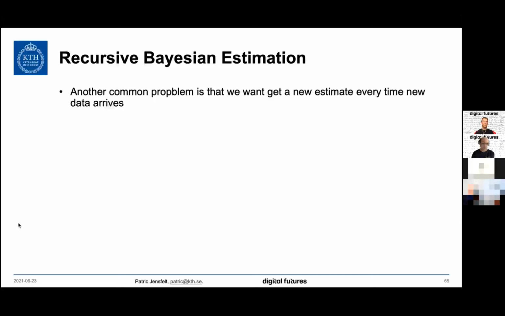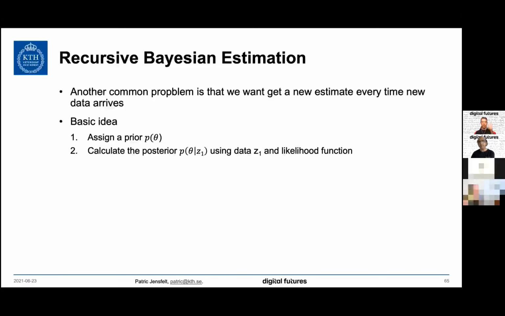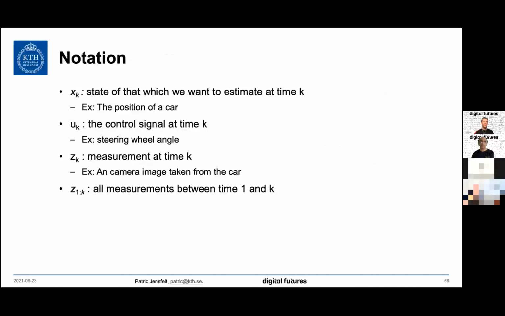Right, so what do we do? We assign a prior. We calculate the posterior for that data like we showed before. And then we treat the posterior that we got as the prior in the next iteration. And then we repeat that second step for every new set of data. So let's look at this in a bit more detail.